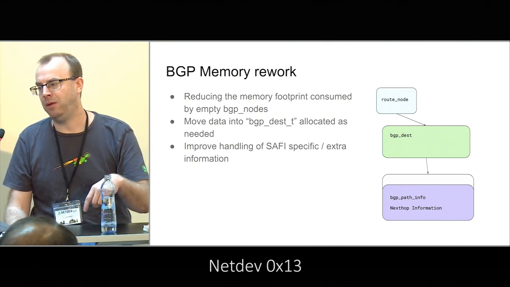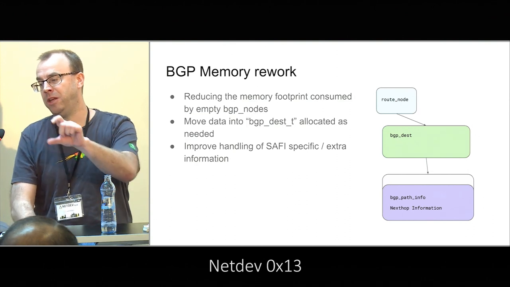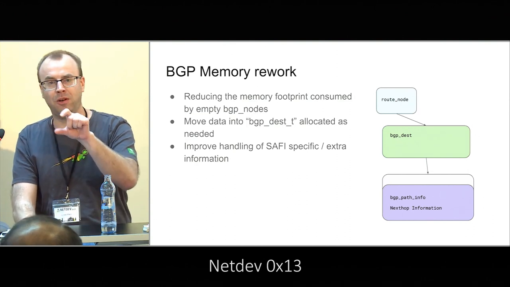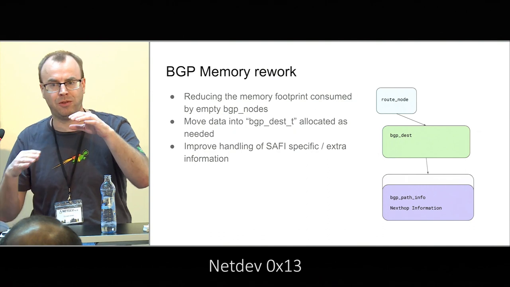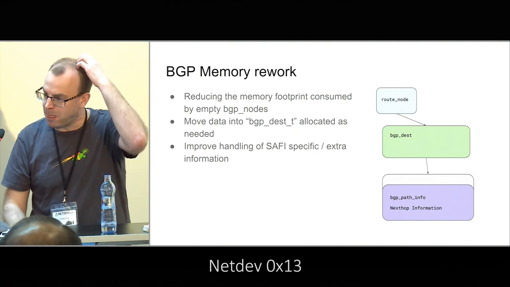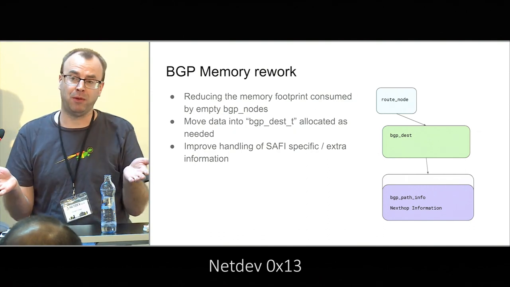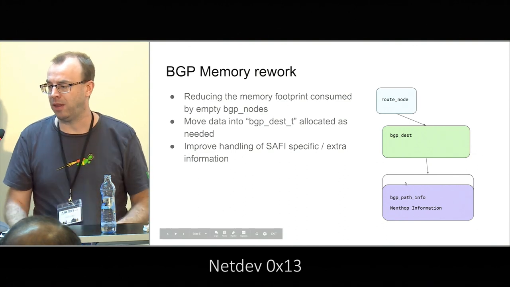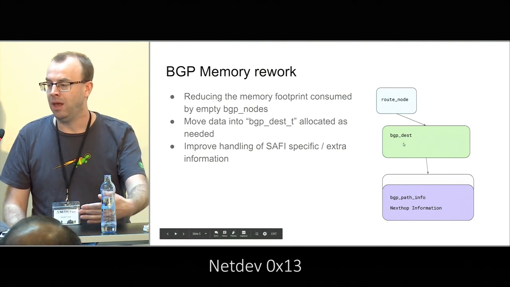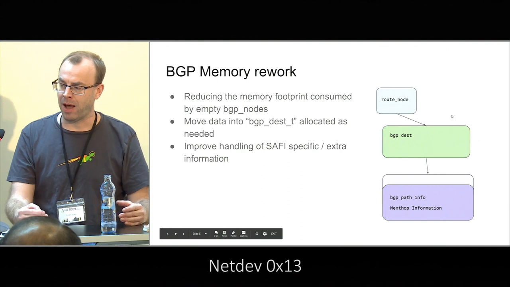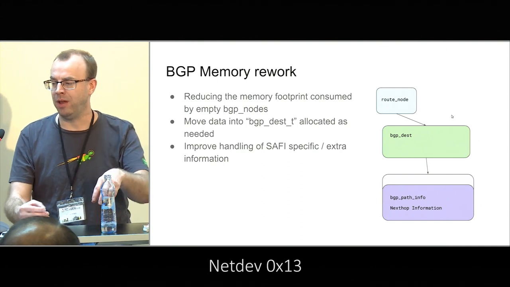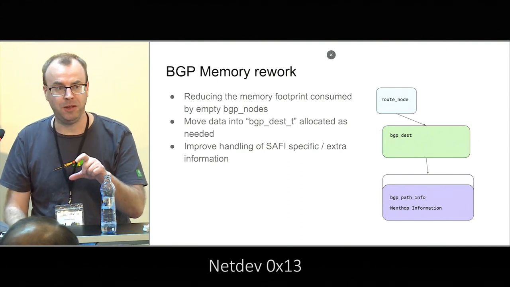And in BGP, we have a BGP node for every single one of those. So that's 160 bytes versus the 80 bytes. And with a full feed, that starts adding up a whole bunch. One of the things I've been doing is separating out the route node code and creating a new data structure called BGP Dest.